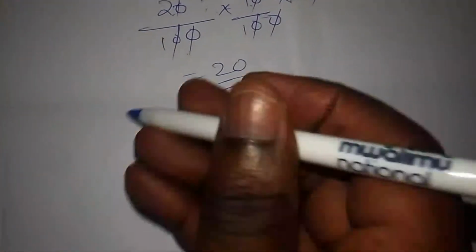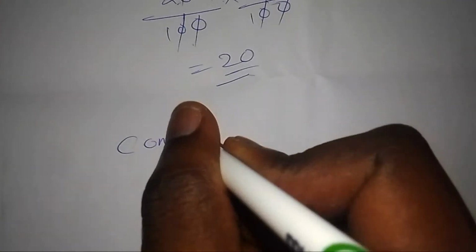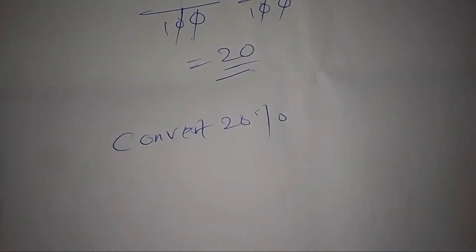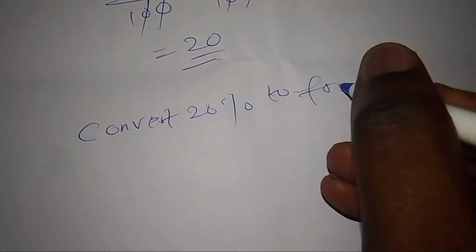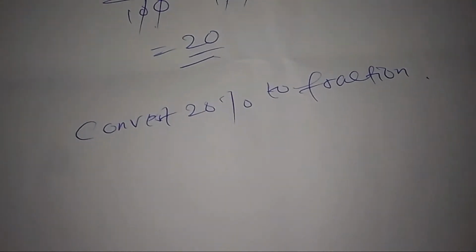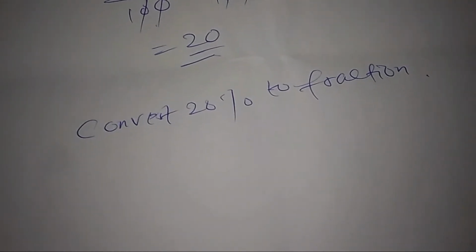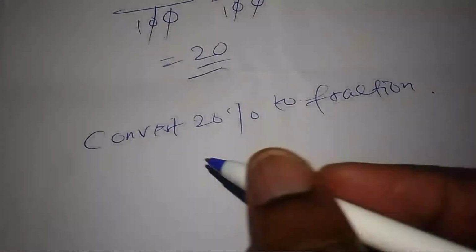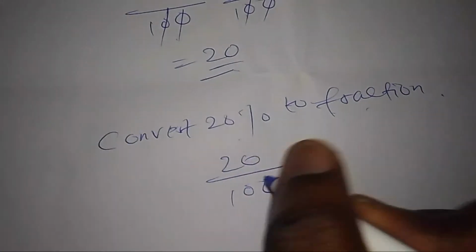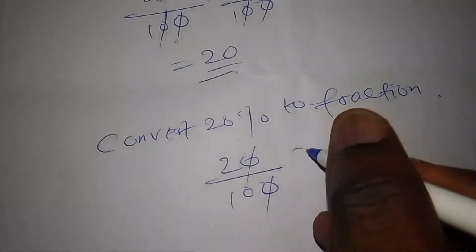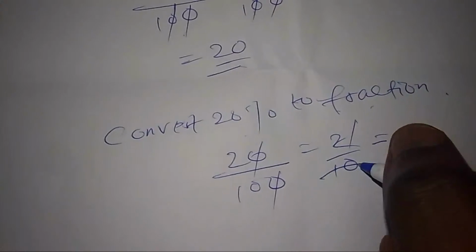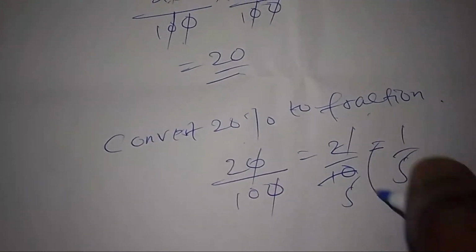Okay, so we can be told to convert 20% to a fraction. So here we are asked to change the percentage to a fraction. When you convert 20% to a fraction, you just have 20 over 100. Then we shall have 2 out of 10, and the answer becomes 1 over 5.